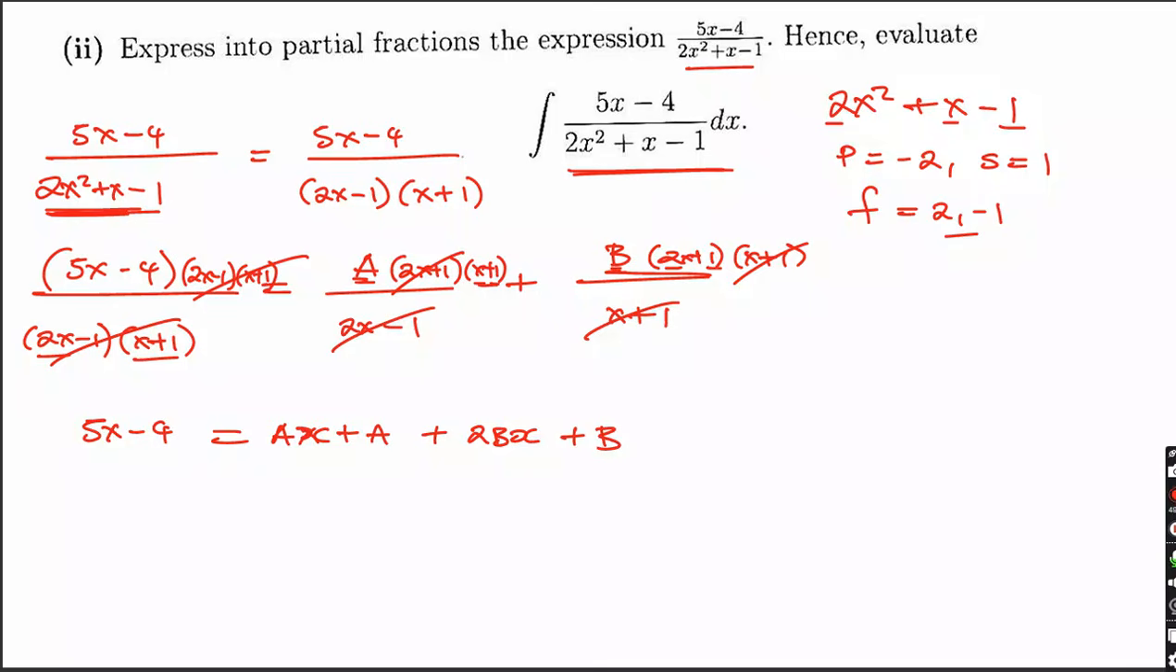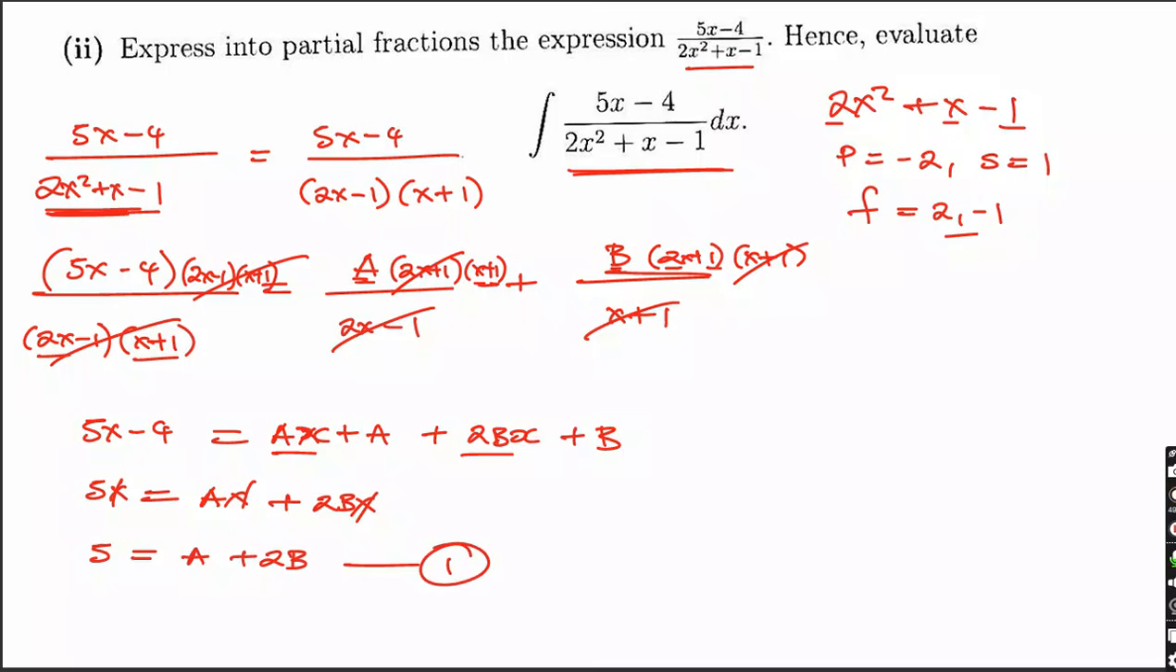So what you do, you start by collecting those that have x. We have ax, then we have 2bx. X is common, so we can cancel it out. That means our first equation becomes 5 is equal to a plus 2b. This is our equation 1.